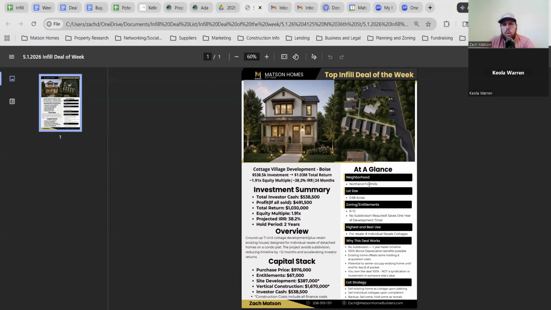stack looks like. Then we have your neighborhood, the size of the project, how it's zoned. And then we have our highest and best use, and then also some details on the exit strategy, and then why this deal is a good deal. So that's the new structure that we're going to set up. I think it's a little bit quicker and easier for people to look at and understand the full picture.